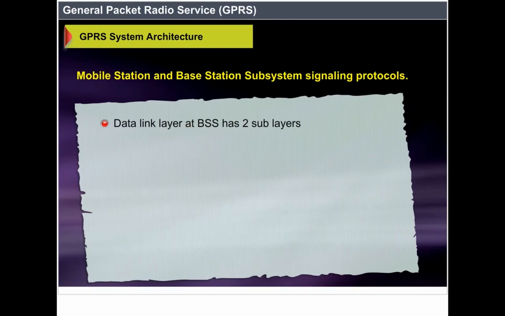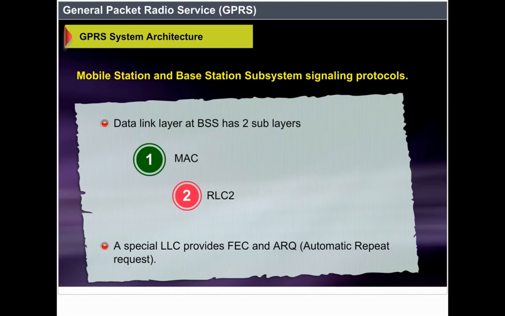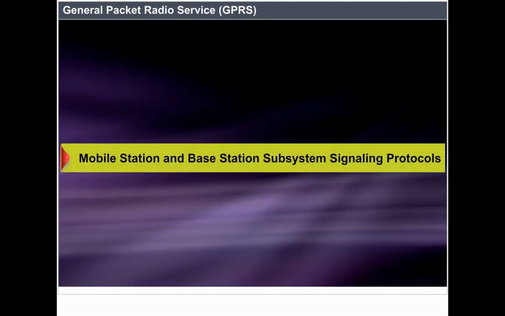Data link layer at BSS has 2 sublayers: MAC and RLC. A special LLC provides FEC and ARQ, automatic repeat requests. Mobile station and base station subsystem signaling protocols.